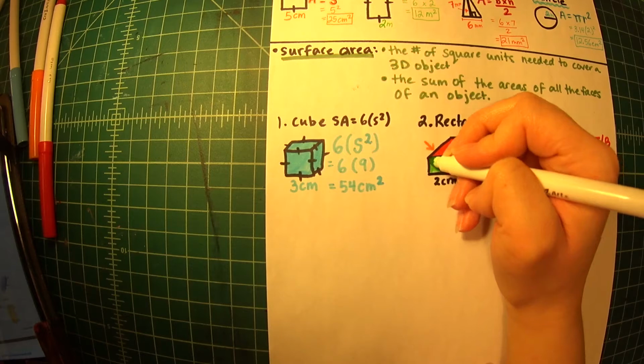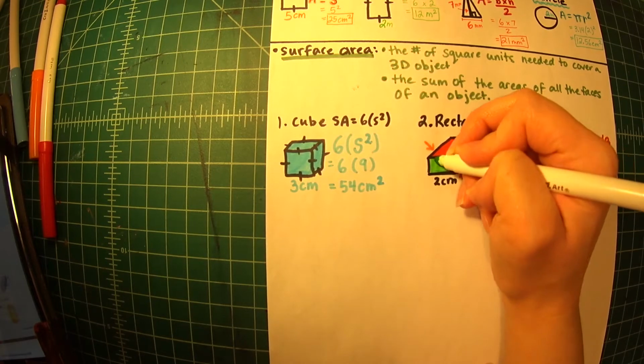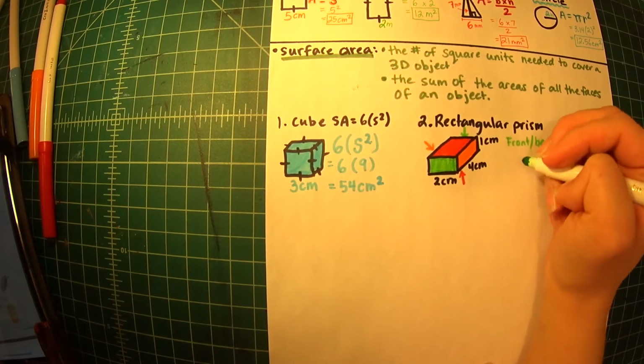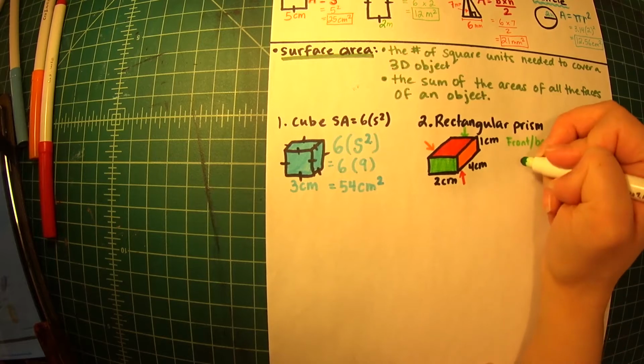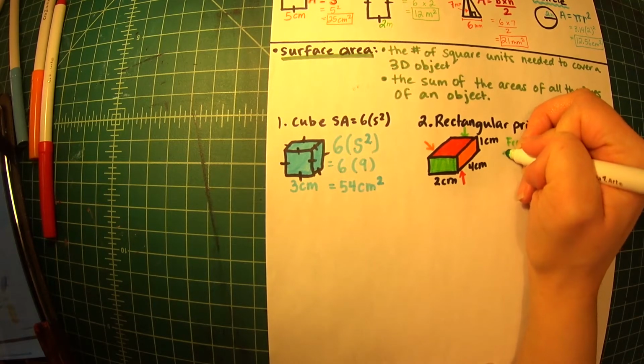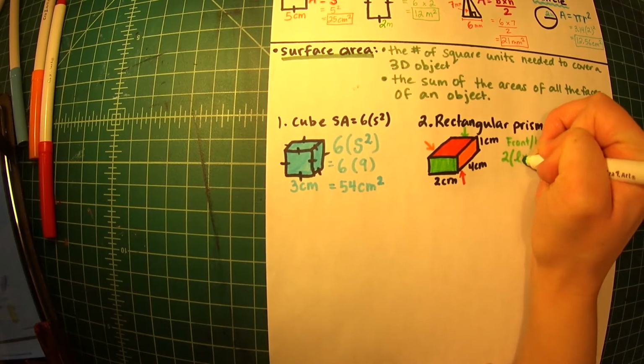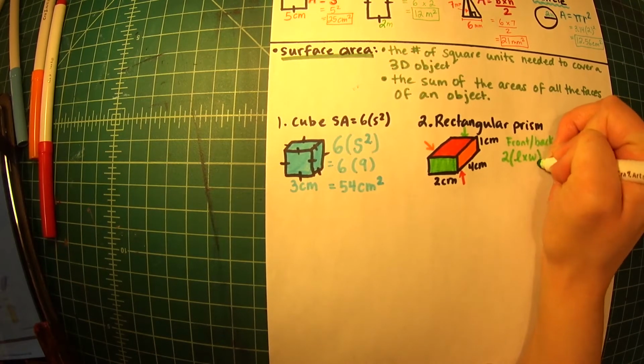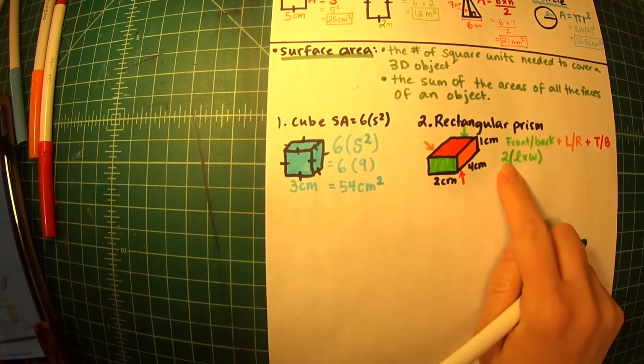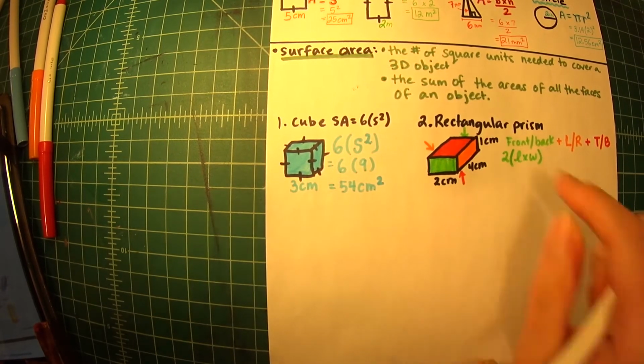So front and back, it is a rectangular face. So what's the formula for that? Length times width. So I've got 2 of them. So whatever I get for my length times my width there, I just have to make sure I times it by 2 to take care of front and back.